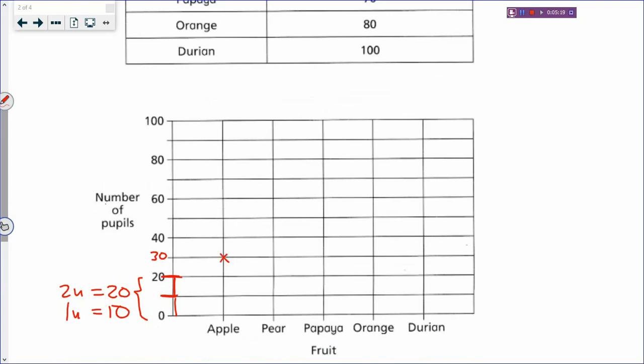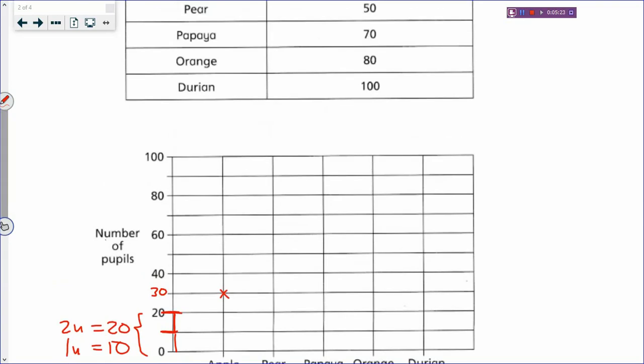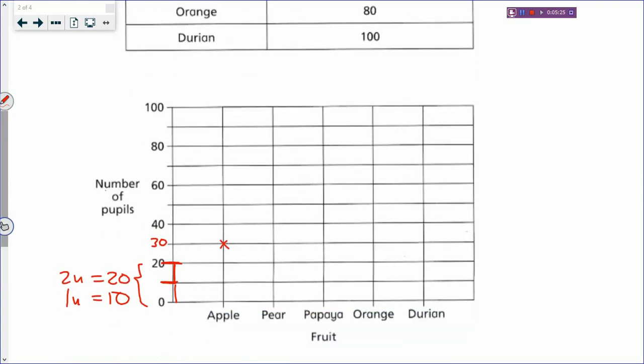Okay, and then next one you have the pears. Pears is how many? Pears is 50. So you look for 50. So pears, this is 50, and you put a cross right across there. Okay, don't draw any lines yet. Just put the crosses first. Then later you draw the lines.